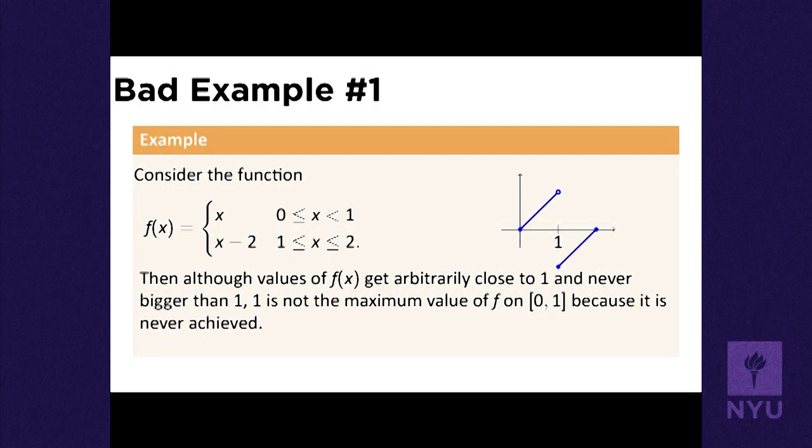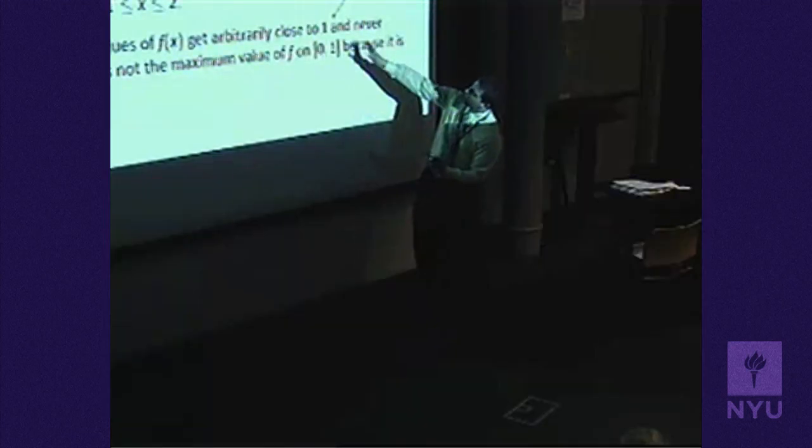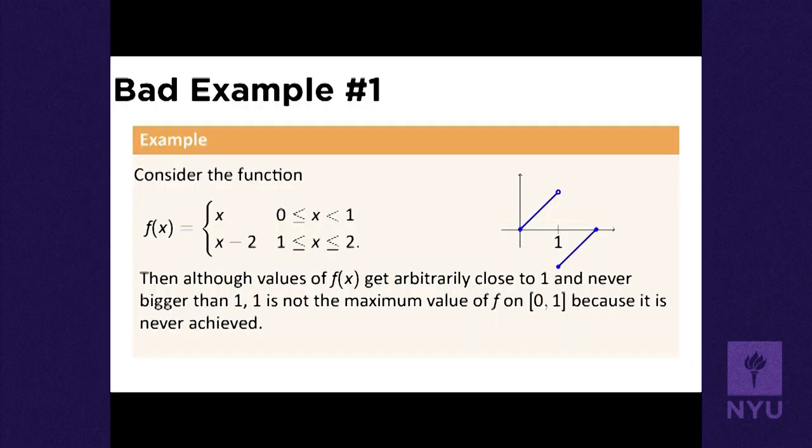It gets arbitrarily close to the value 1. So in the business, we say that the least upper bound of the values of the function is 1. 1 is bigger than all the function values, and 1's the smallest number which is bigger than all the function values. But 1 is not the maximum value because the maximum value has to be a value. It has to be f of something, and 1 is not f of something. Numbers arbitrarily close to 1 on the bottom of 1 are function values, but 1 itself is not a function value. So this function does not have a maximum value on the closed interval 0 to 2, or on 0 to 1.